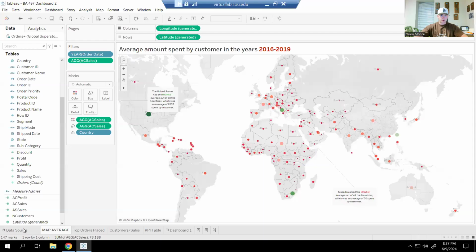Well, my name's Orion Moore. I'm going to go ahead and share my screen and explain my dashboard that I created for this week. I'm going to share my screen right here, and I'm going to click on remote desktop and start explaining it.